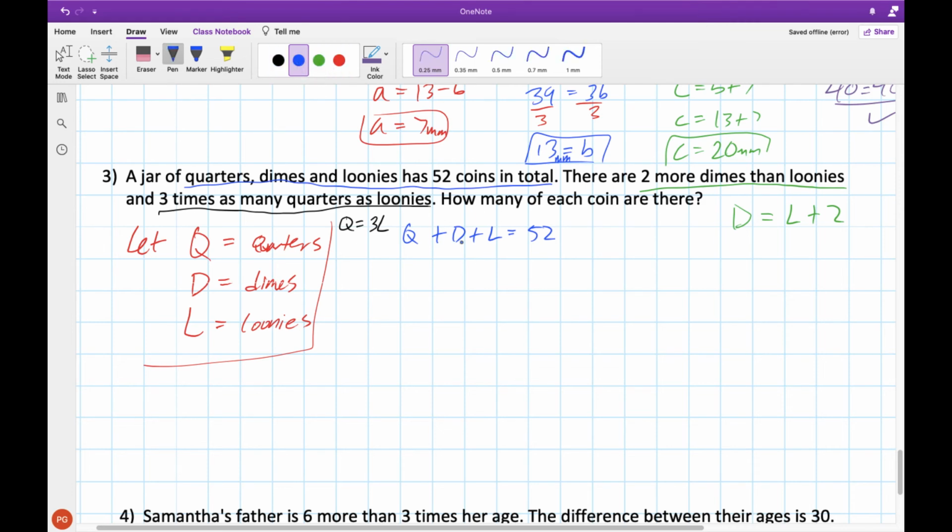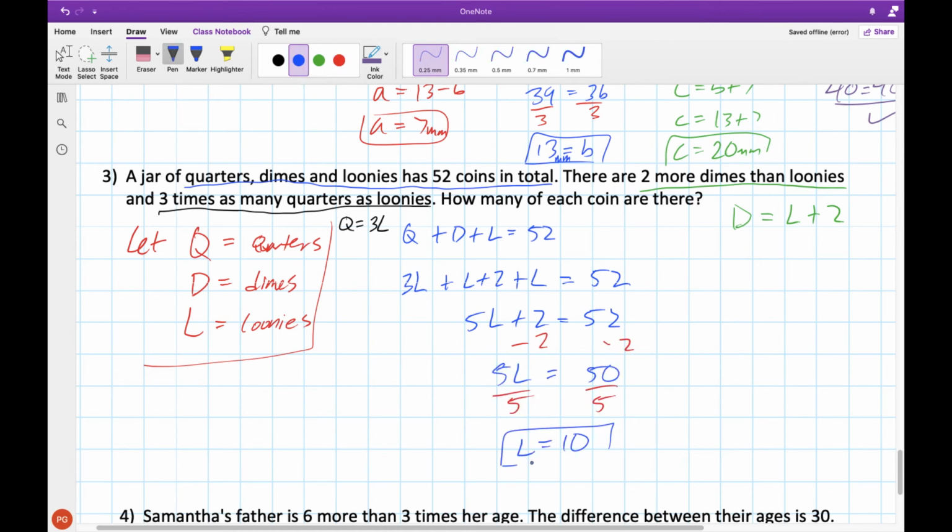Now we can use those 2 in our equation here. So we get the number of quarters is equal to 3 times the number of loonies, plus the dimes is loonies plus 2, plus the loonies equals 52. We've got 3, 4, 5 copies of the number of loonies. Now we can subtract 2 from both sides, divide both sides by 5, and we'll get the number of loonies is equal to 10. Now we can figure out the number of quarters, which is 3 times 10. So the number of quarters would be equal to 30. And the number of dimes is equal to 10 plus 2, which is equal to 12.